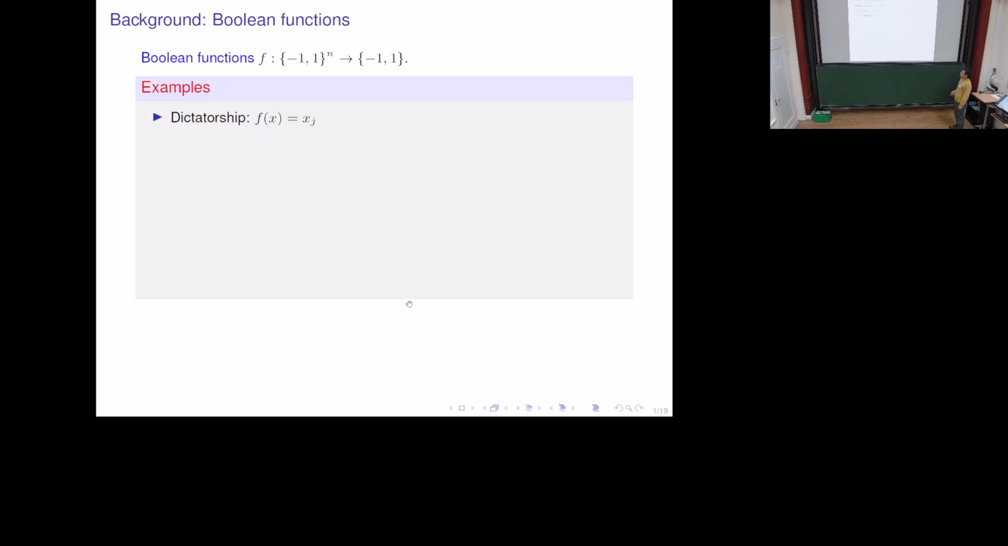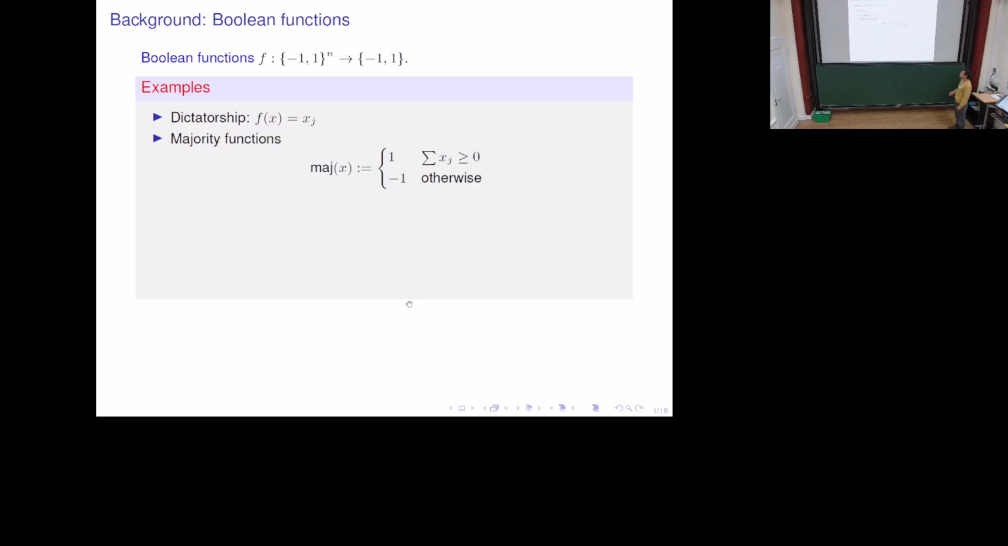Here are several examples. Well, Boolean function has many connections to many other areas, such as social choice theory. So roughly each Boolean function gives you a voting scheme. For example, this dictatorship function, which just takes any string x to one of these coordinates, xj, then certainly this is a Boolean function. This is so-called dictatorship because this voting depends only on a single person.